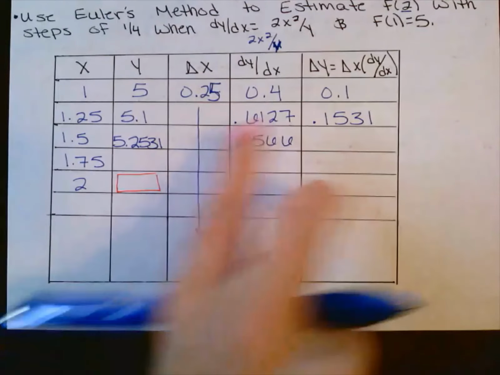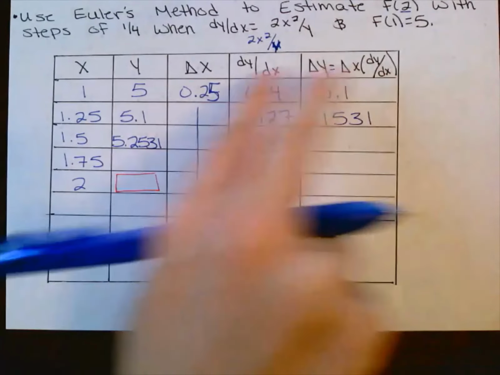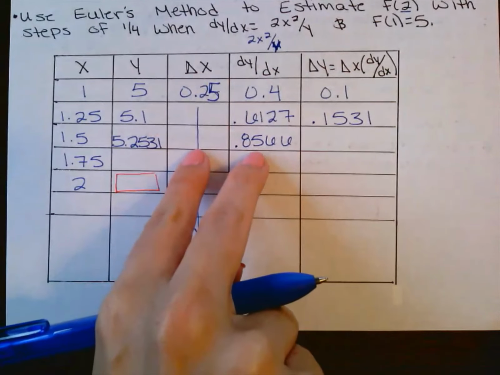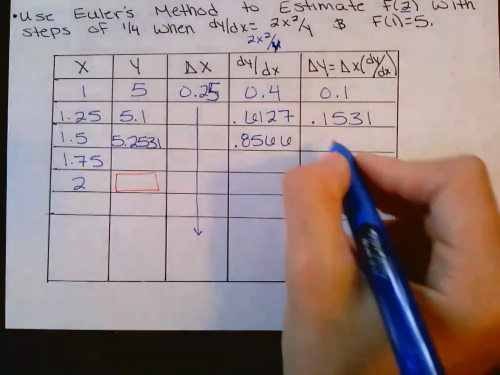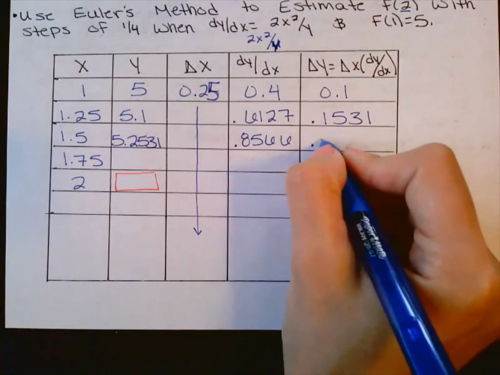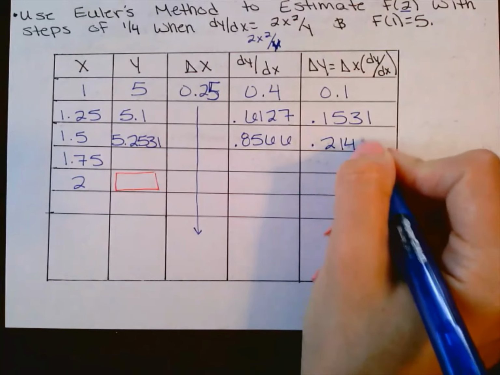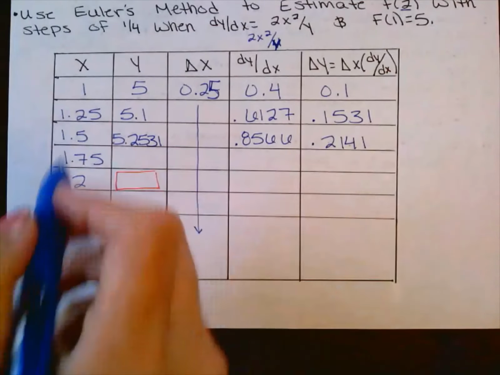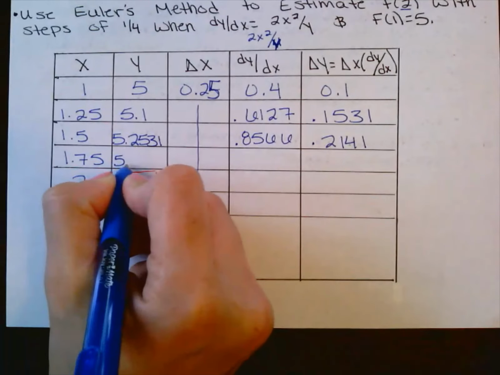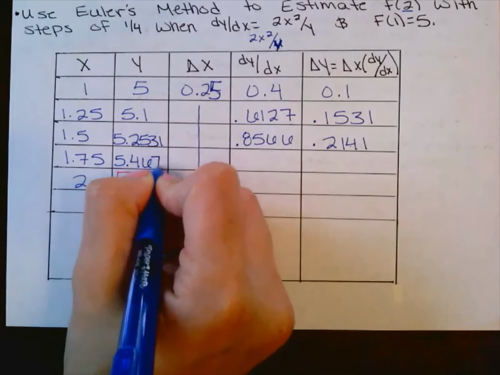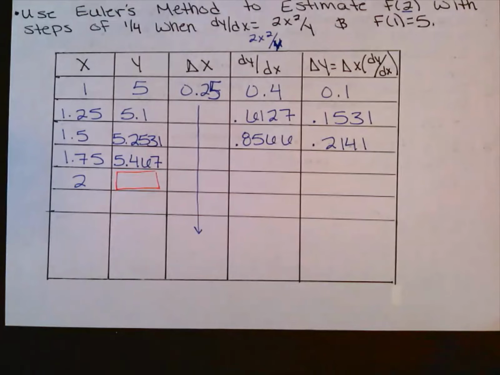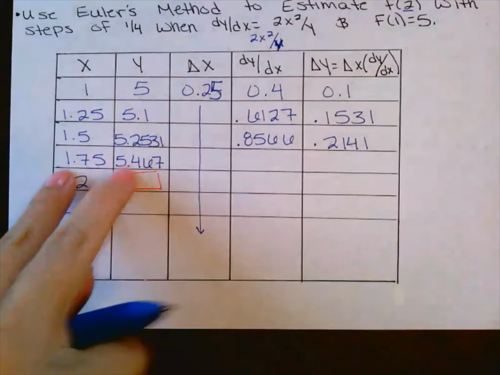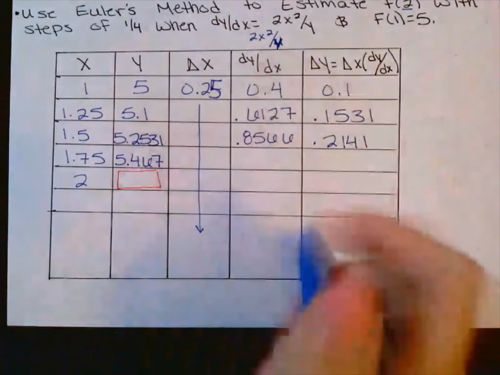Now that I have my x and y, plug that into my dy dx, and you end up with 0.8566. For my change in y, multiply my delta x and my dy dx, and I end up with 0.2141. That's my change in y, so I'm going to add that here. I end up with 5.467.